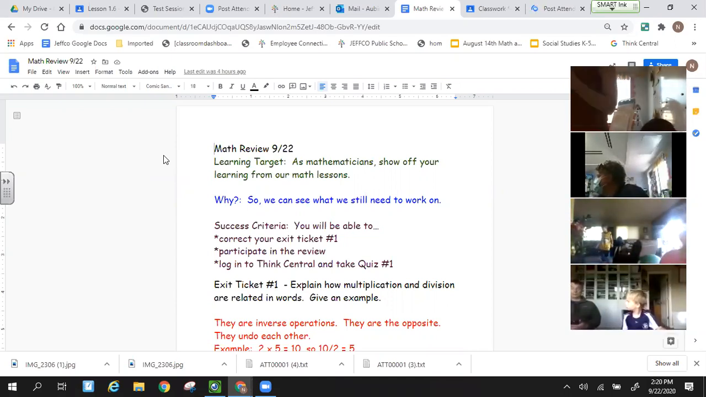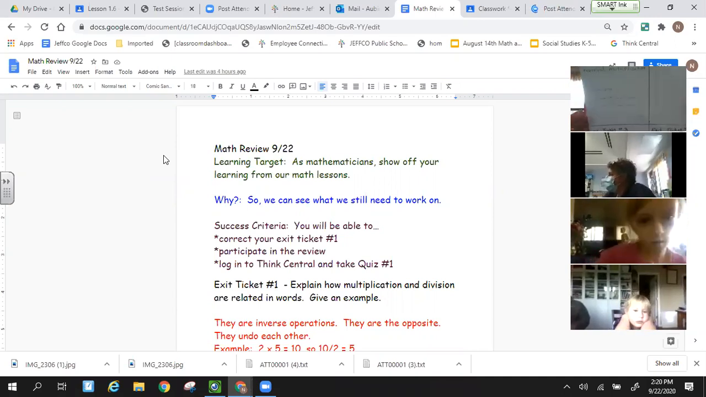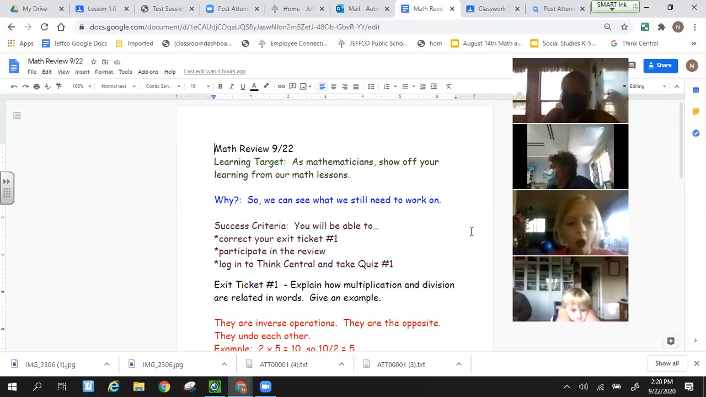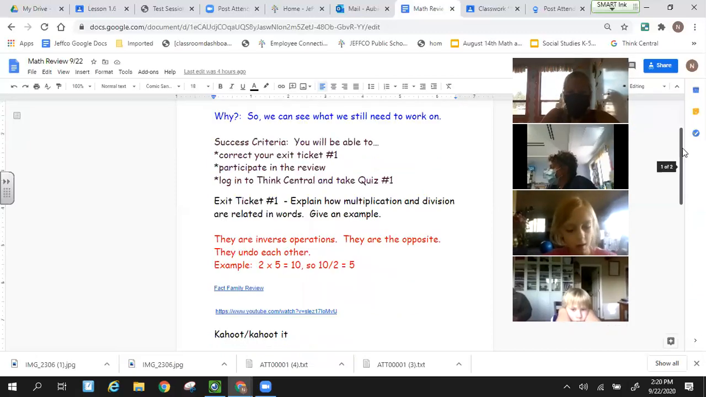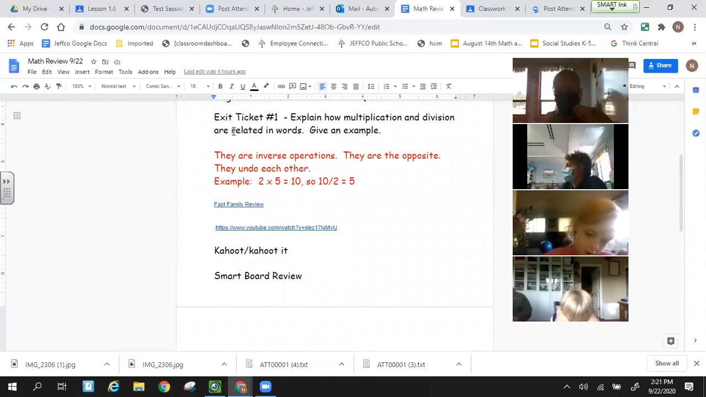Okay. So quite a few of you got 3s or 3 minuses, and it might say because you didn't give me an example. The exit ticket 1, the question was, and it's right here for you, it asked you to explain in words how multiplication and division are related. So explain how multiplication and division are related in words and give an example. So I heard a lot of different things. This is what I saw most of you write.